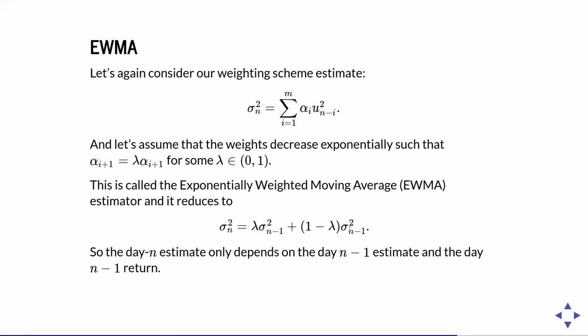Oh, there's again an error here. I'm sorry, this should be the squared return. So yeah, I need to go back and clean up these slides. I will do that so there's not confusion moving forward. But anyway, what this should say is that the n-day estimate only depends on the n-1 day estimate, and then the n-1 day return.